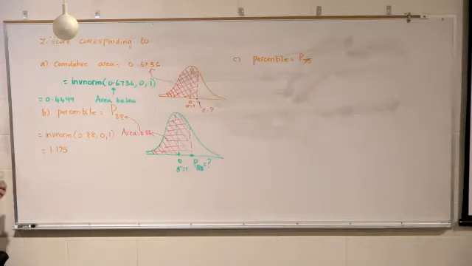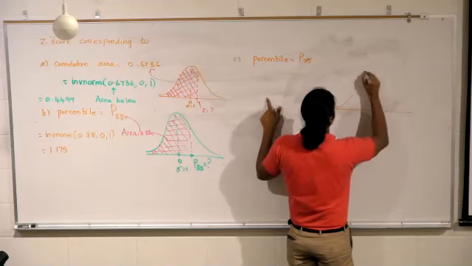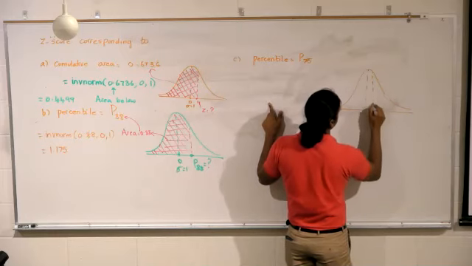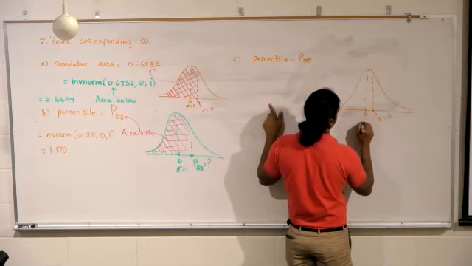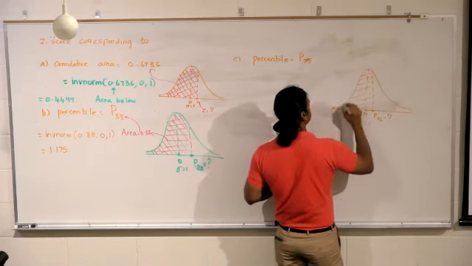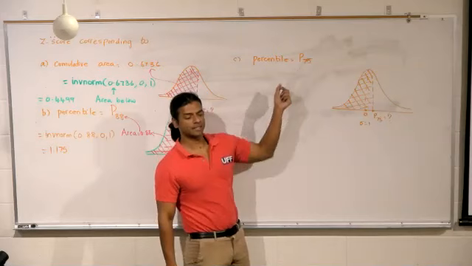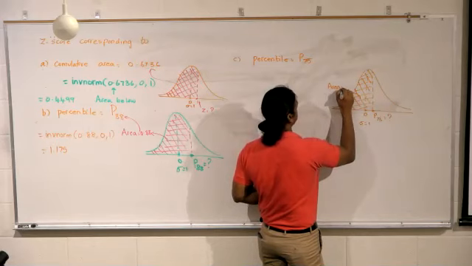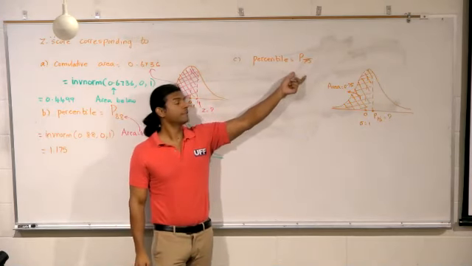Lastly, we have P75. Could it be negative? No. So the area below the percentile is 0.75. Where are we getting that 0.75? 75th percentile, 0.75. So the area below is 0.75. Percentile 75.